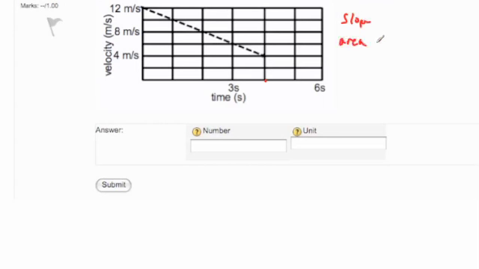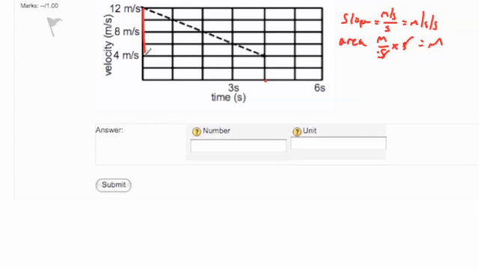All right, let's see. The area would be the two axes multiplied together, meters per second times seconds. That would give us meters. Yep, that's the units of displacement. Let's double check. The slope is meters per second divided by seconds. That's meters per second per second. That is not displacement. So yes, the area is what we want to look at.